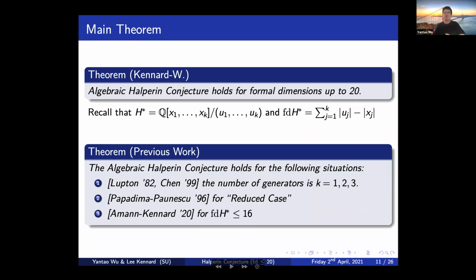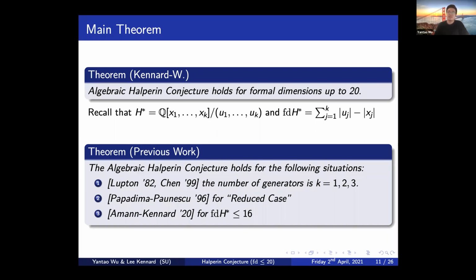So this is when we talk about the main theorem. Tina and I worked on the theorem to prove that the algebraic Halperin conjecture holds for formal dimension up to 20. Let's recall that H star, look at the quotient, and the formal dimension is just the top degree minus the bottom degree. So here is some previous work.